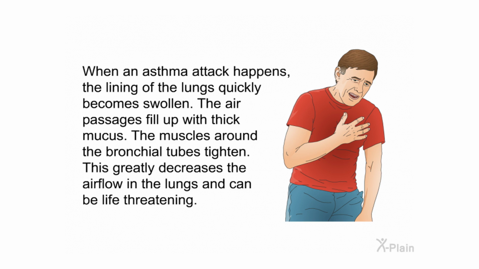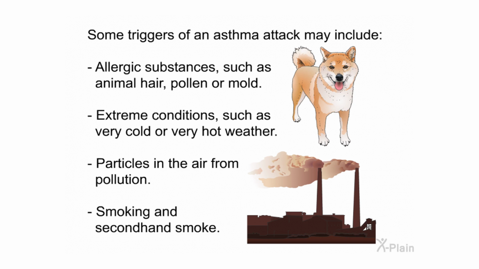When an asthma attack happens, the lining of the lungs quickly becomes swollen. The air passages fill up with thick mucus. The muscles around the bronchial tubes tighten. This greatly decreases the airflow in the lungs and can be life-threatening. Some triggers of an asthma attack may include allergic substances such as animal hair, pollen, or mold, extreme conditions such as very cold or very hot weather, particles in the air from pollution, smoking and secondhand smoke.